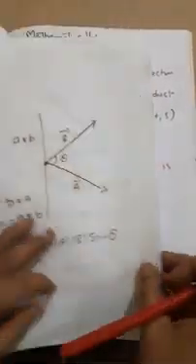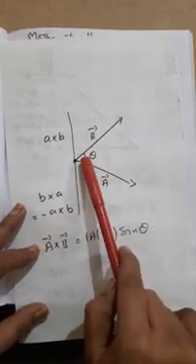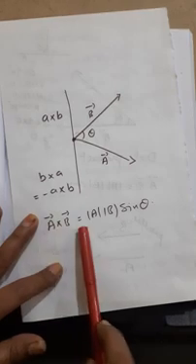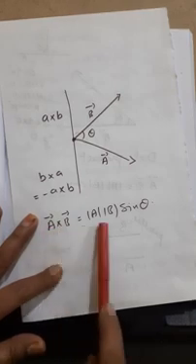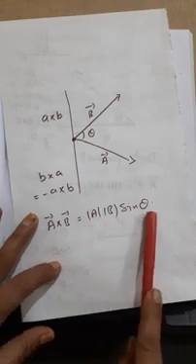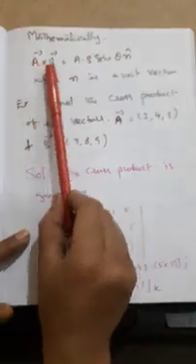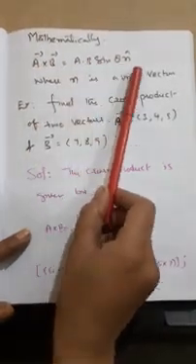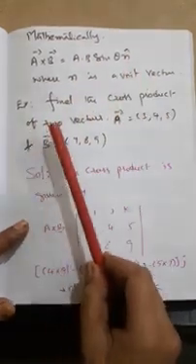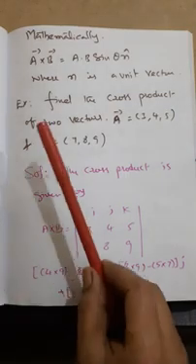Mathematically, let us suppose there are two vectors A and B, which make an angle theta in between. The cross product or vector product of these two vectors can be written as modulus of A, modulus of B and sine of the angle between them. So mathematically A cross B is equal to |A||B| sin theta n cap, where n is the unit vector. There are some problems based upon this cross product or vector product.